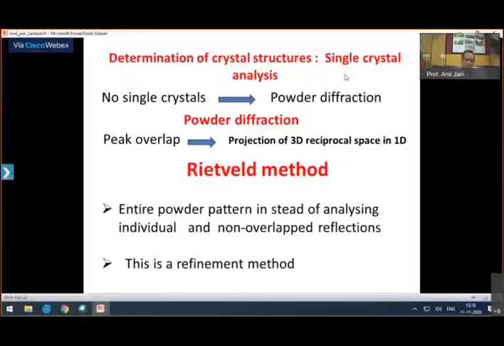But remember, this is a refinement method, so it is not a method to determine the crystal structure. You should have a good initial guess of the structural parameters of your sample. By using those parameters, you can refine the crystal structure of your sample.